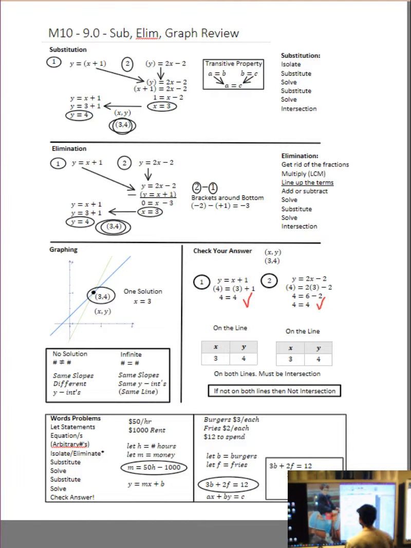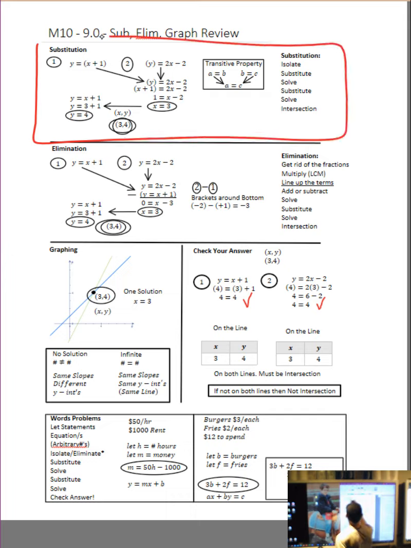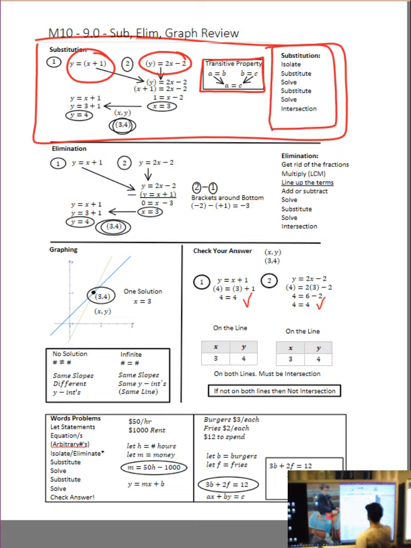Okay, so let's take a look at the substitution, elimination, and graphing review sheet. So we have the top section, substitution, the equation y equals x plus 1 and the equation y equals 2x minus 2. We can use the transitive property to follow the steps of substitution. The first step is isolate for a variable. Technically, these y's are already isolated for. So then we take one equation and put what y is equal to in for y into the other equation.